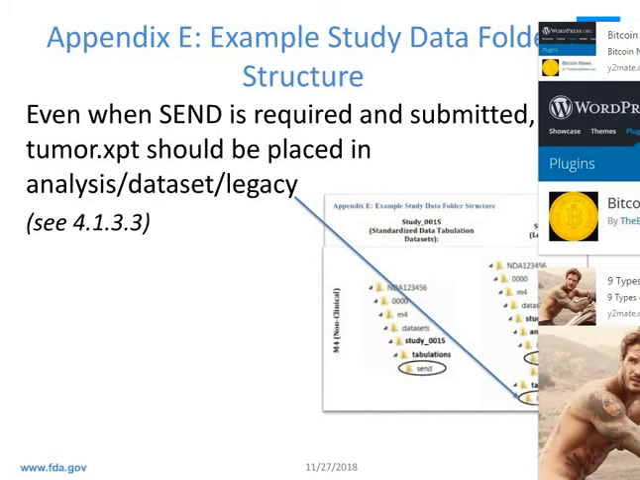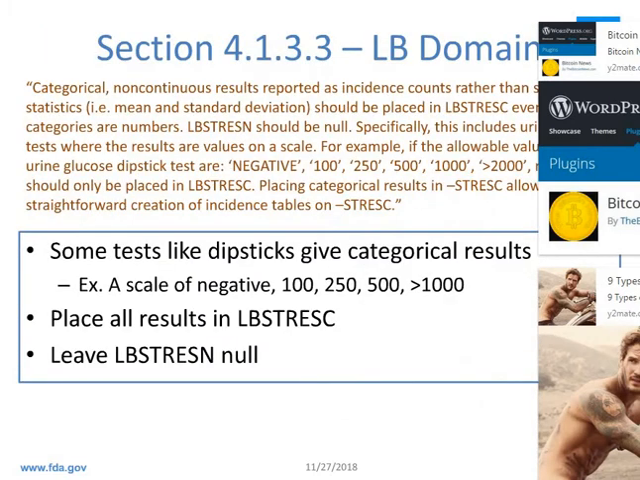So when SEND is required and submitted, tumor.xpt should still be included for rodent carcinogenicity studies. And when tumor.xpt is submitted, it should be placed in the analysis part of the eCTD in Analysis Dataset Legacy. And figure 4.1.3.3 in the TCG gives a graphical representation of where that data goes.